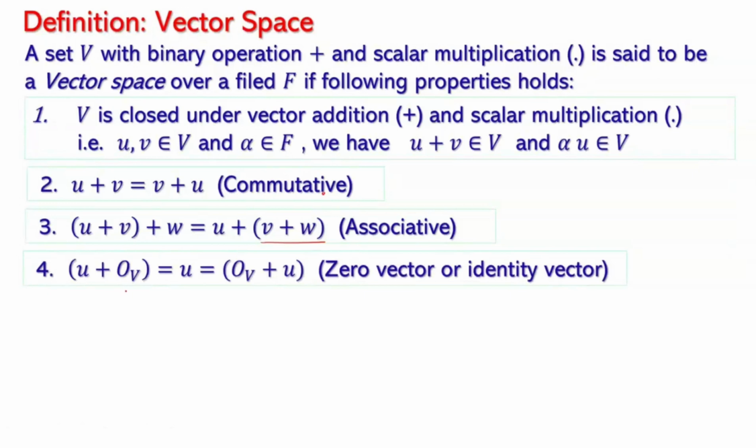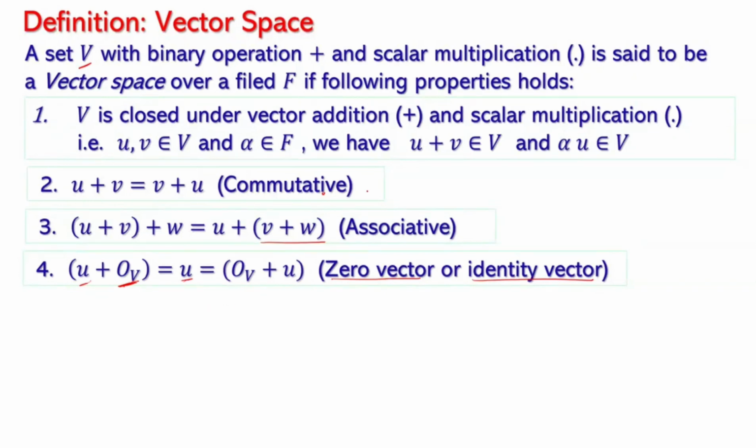Now one of the important parts is the zero vector or identity vector. So what is the zero vector? Zero vector means that there exists a vector in the set V, denoted as 0v because we call it the zero vector, such that whenever you add it to any other element u of V, it gives you the same vector.